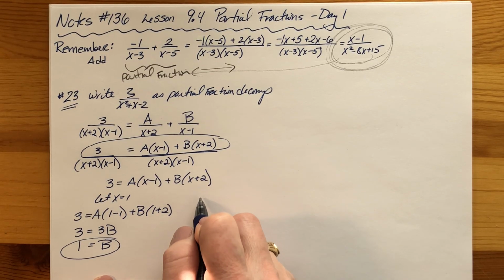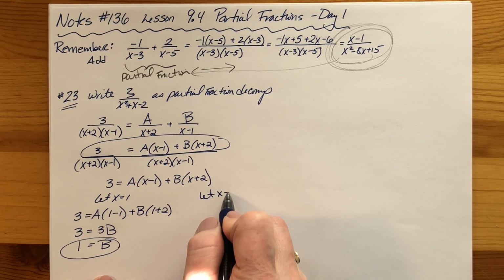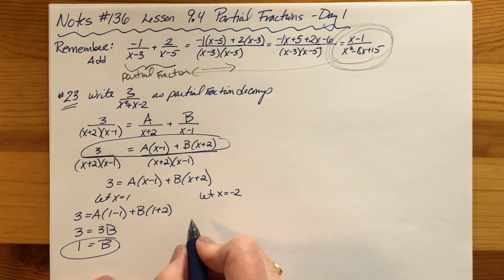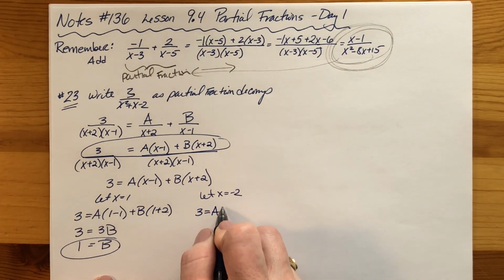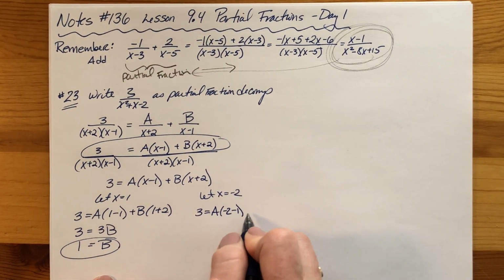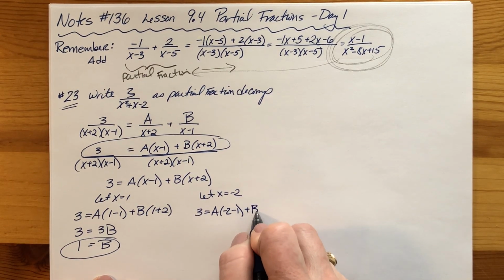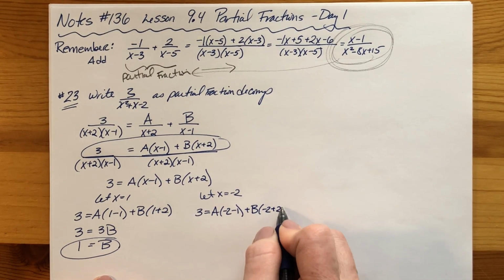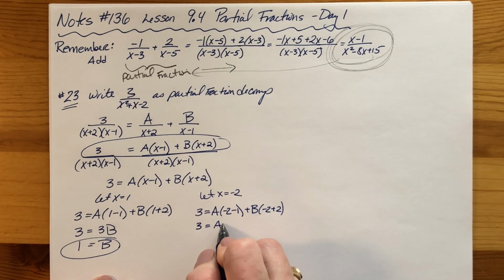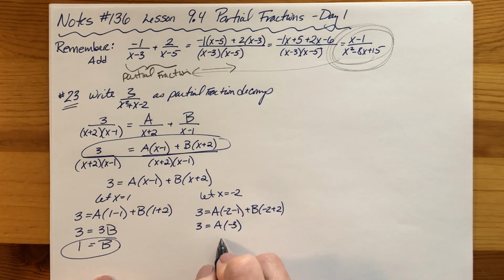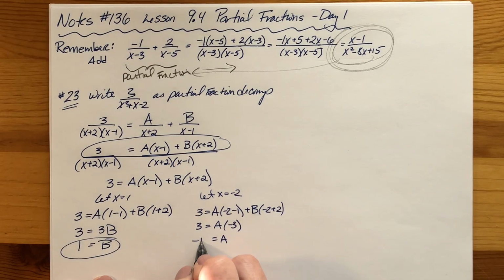Well, what if I try over here? What if I try let x equal -2? What if I put -2 in? That's going to be interesting. 3 is equal to a times -2 minus 1 plus b times -2 plus 2. That's 0. And 0 times anything is 0. And therefore, a is going to be equal to -1.